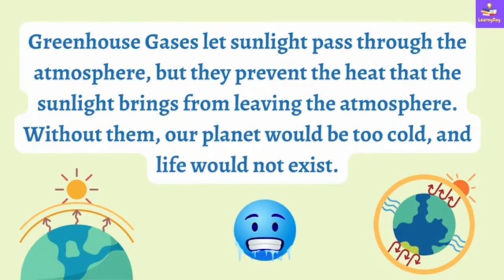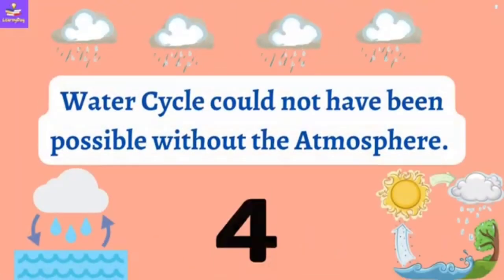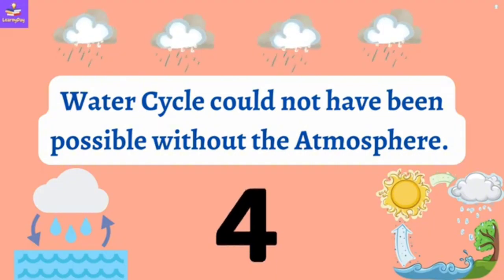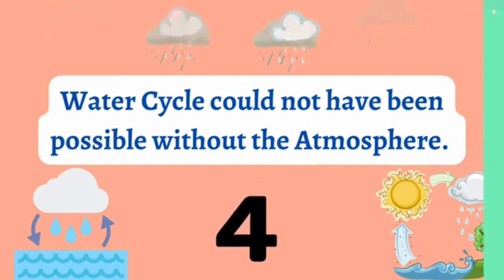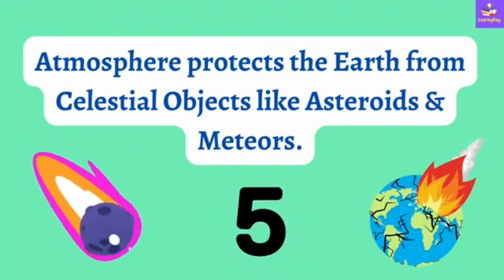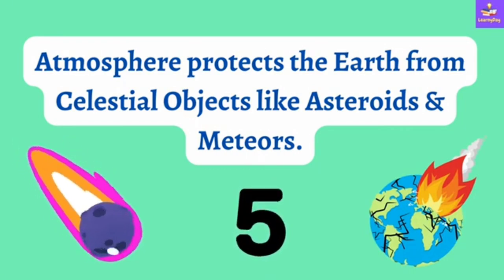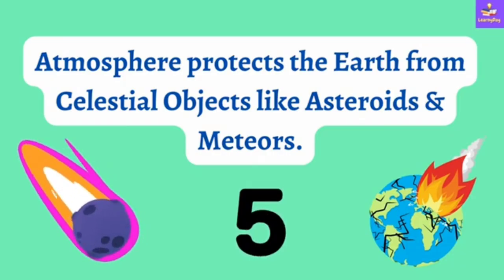Greenhouse gases let sunlight pass through the atmosphere, but they prevent the heat that the sunlight brings from leaving the atmosphere. So, without them, our planet would be too cold and life would not exist. Number 4. Water cycle could not have been possible without the atmosphere. Number 5. Atmosphere protects the earth from celestial objects like asteroids and meteors.